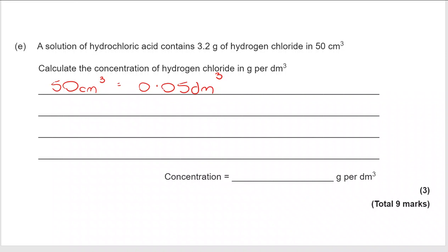To work out grams per dm cubed, you will do grams divided by dm cubed. So 3.2 divided by 0.05. And that takes you to the answer of 64 grams per decimetre cubed. And that takes us to the end of the question.